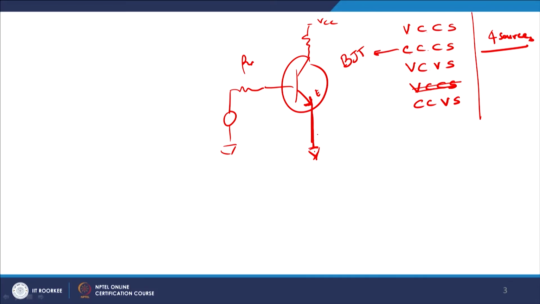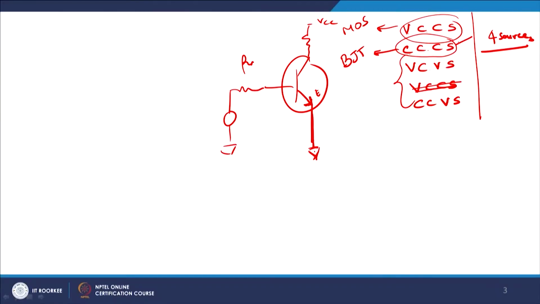A MOSFET, for example, is a voltage controlled current source. So a MOS device we generally get. Think about these two yourselves; a BJT is also a voltage controlled current source, and we will see that later on. But primarily a BJT is a current controlled current source, because the current in the base side of a BJT will determine how much current there is in the collector side. Therefore, we define it as a CCCS as far as the BJT is concerned.